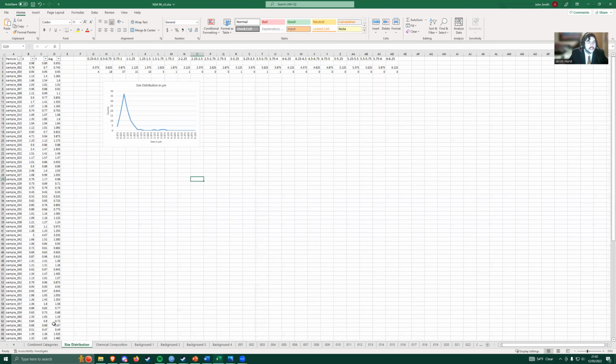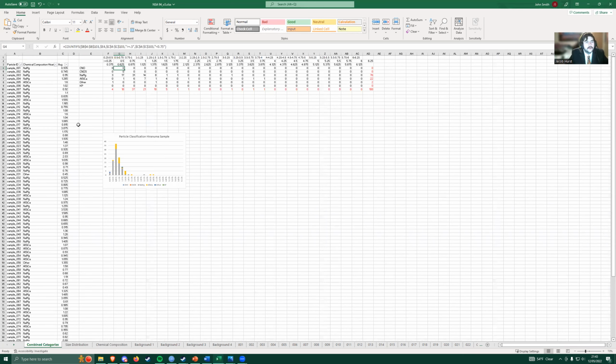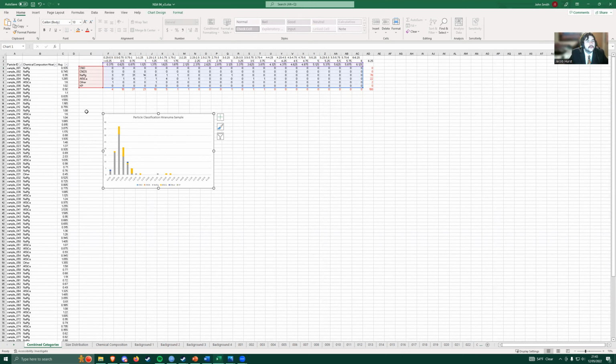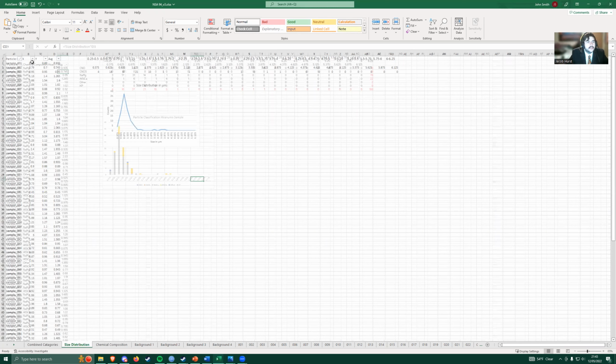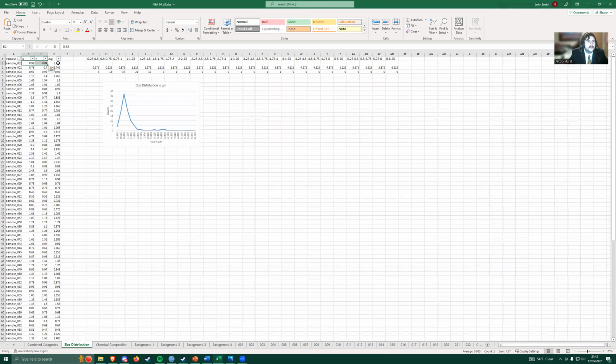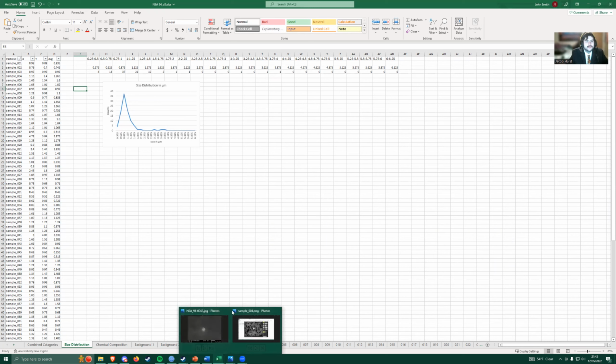It also takes in the size. If I go over here to the combined categories, the graphs I showed you earlier, this is how I generate them now. It automatically does it. It takes this from the chemical composition tab, and then this is taken from me doing the sizes here, where it's just the X value and Y value, add them together, average them, and that's how I get my size distributions. And yeah, that's about how that goes. I hope I'm not boring you too much with my explanations of that.